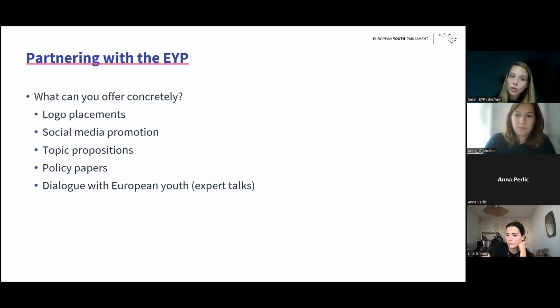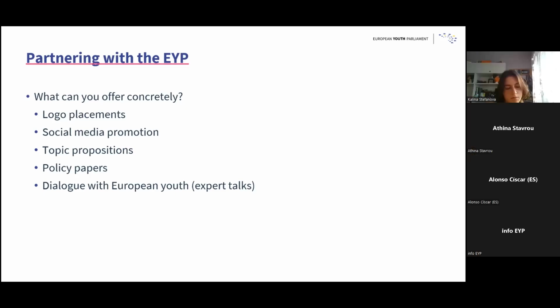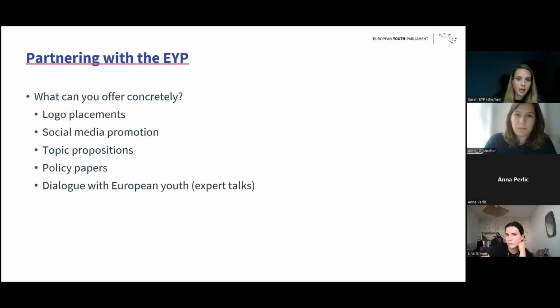And that can also culminate, for instance, in policy papers, where, of course, you have a natural match of the topic. So you wouldn't cater it just to their needs, but there needs to be a match between your intentions and the partner's intentions. And overall, again, a unique opportunity to engage in dialogue with European youth.